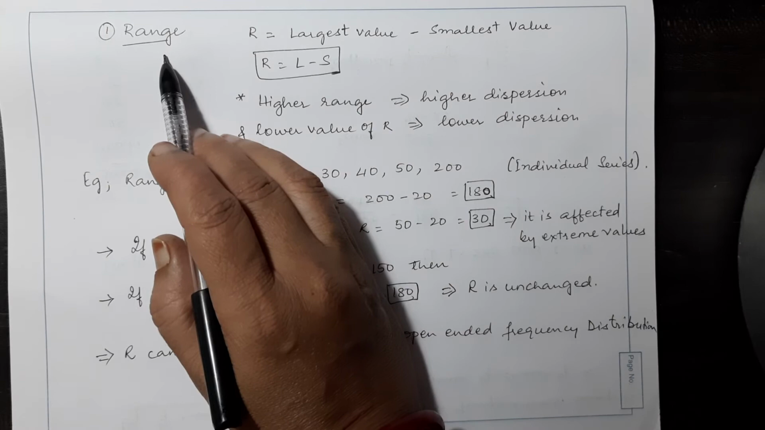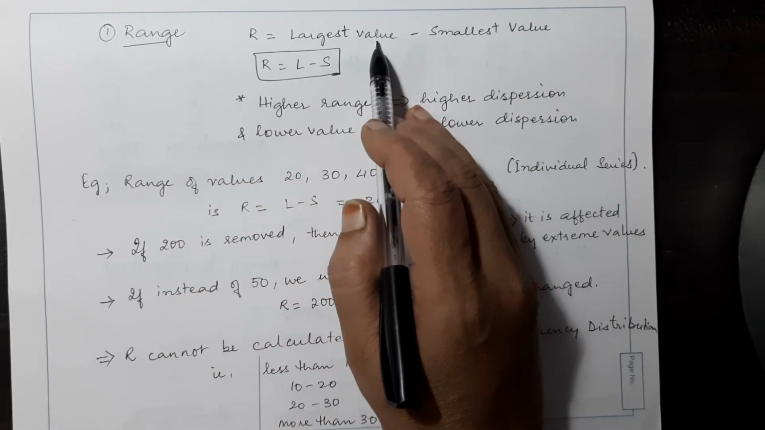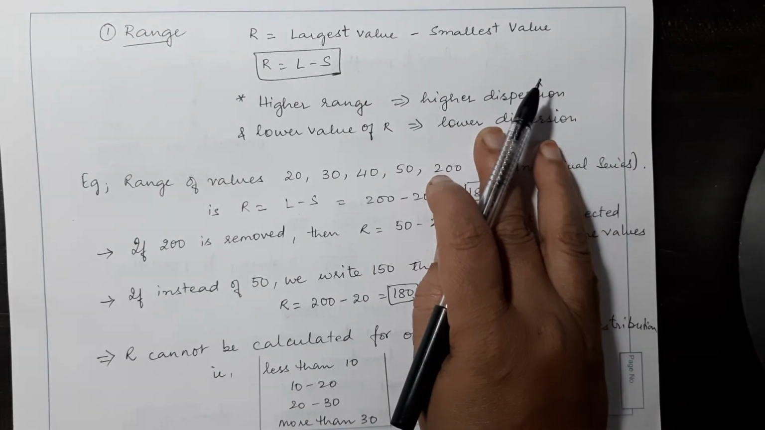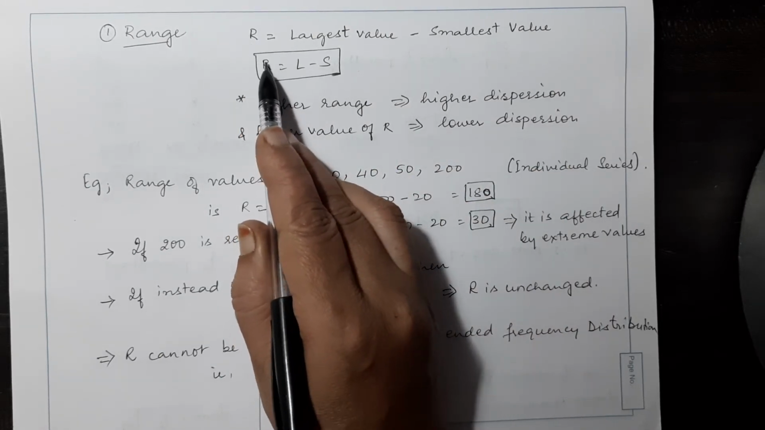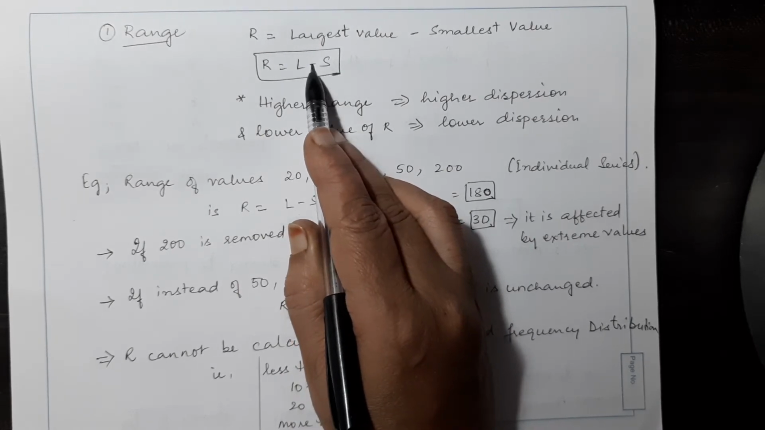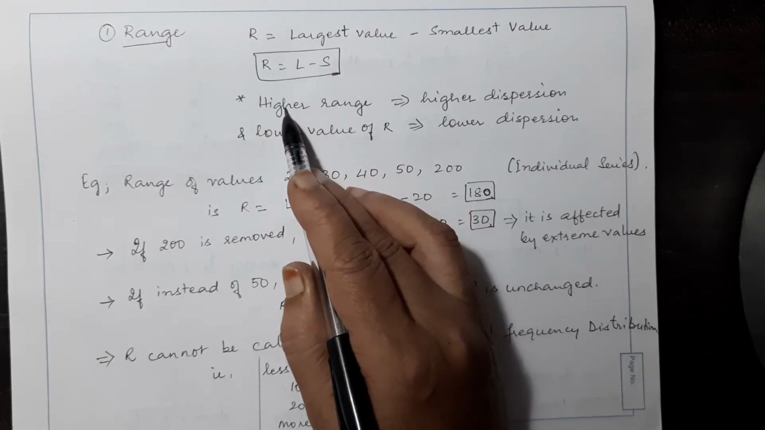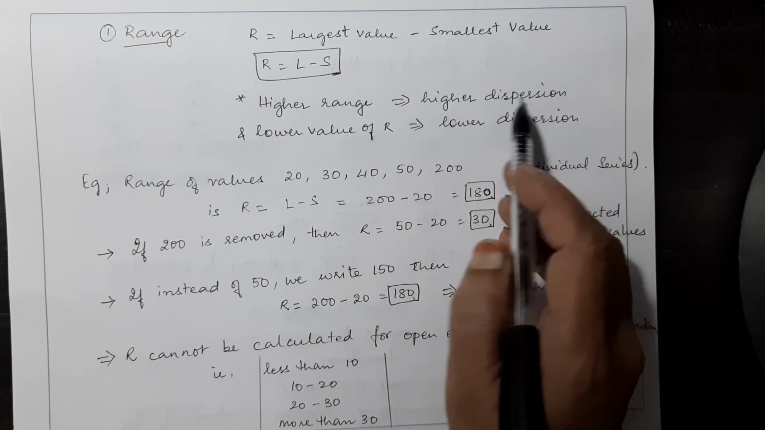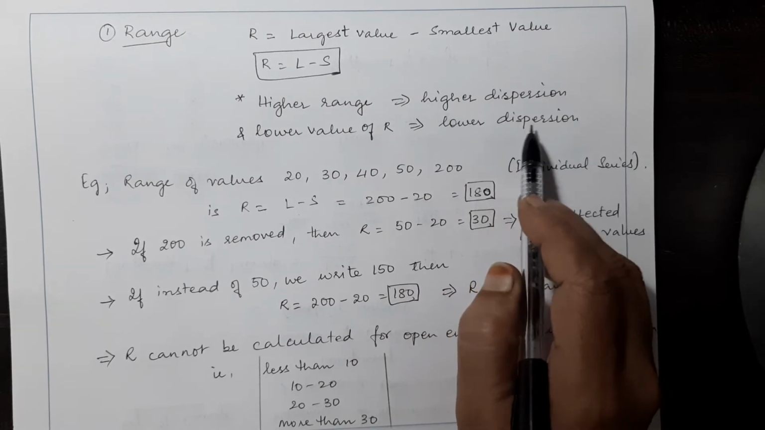What is range? Range is the difference between the largest value and the smallest value in a distribution. If you write the formula, range will be represented by the letter R, which is equal to the largest value represented by L minus the smallest value represented by S. Higher range shows higher dispersion, and a lower value of range would show lower dispersion.